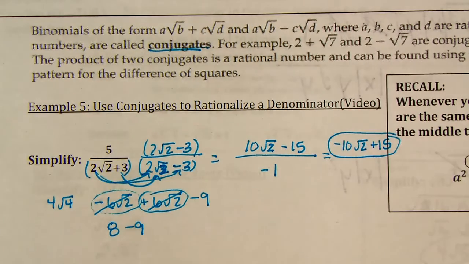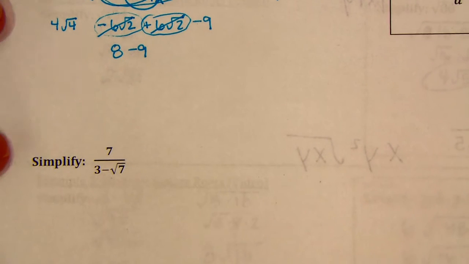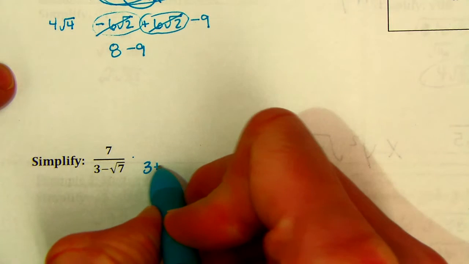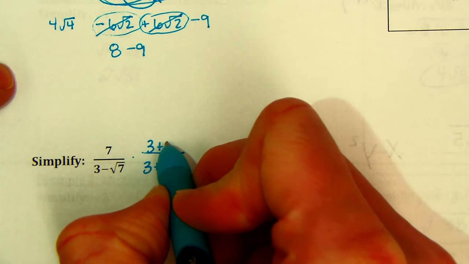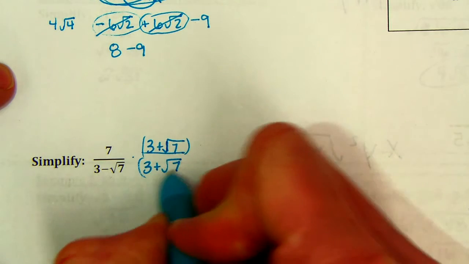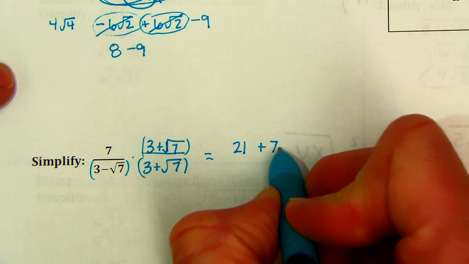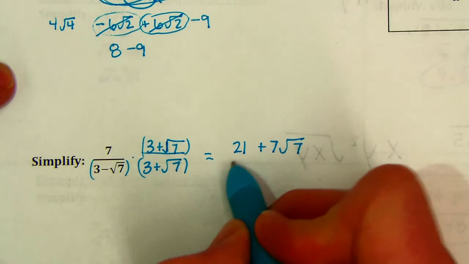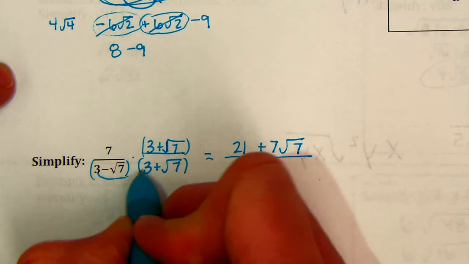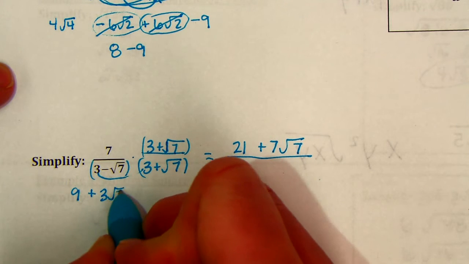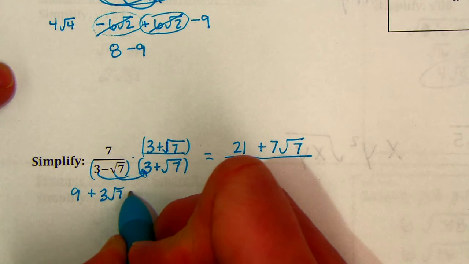Okay, so let's try another one. Let's look at the second one. So we have 7 over 3 minus the square root of 7. We are going to multiply by 3 plus the square root of 7 over 3 plus the square root of 7. In the numerator, I'm going to get 21 plus 7 square root of 7. In the denominator, 3 times 3 is 9, then plus 3 square root of 7. Then we distribute this minus square root of 7, so negative 3 square root of 7, and negative times a positive becomes negative square root of 49.